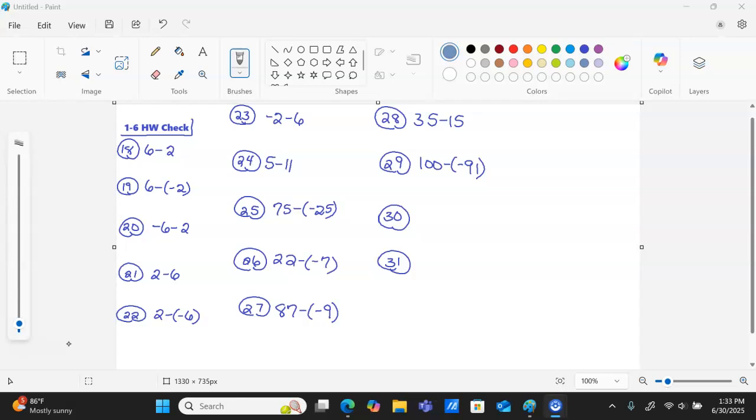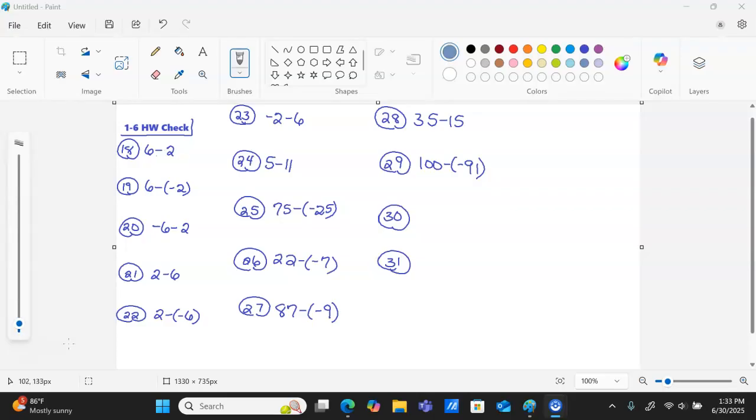We are in section 1.6 and we are subtracting integers. We started in number 18, where it asks us to write each difference as a sum and then simplify. Remember that when we subtract integers, we are going to change the signs, plural. We will always make 2 marks and add.